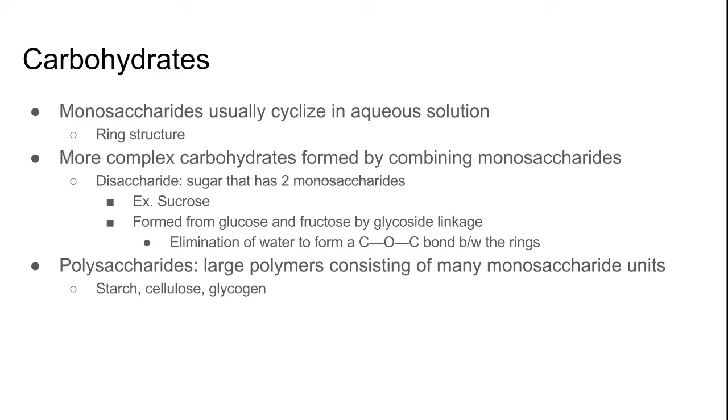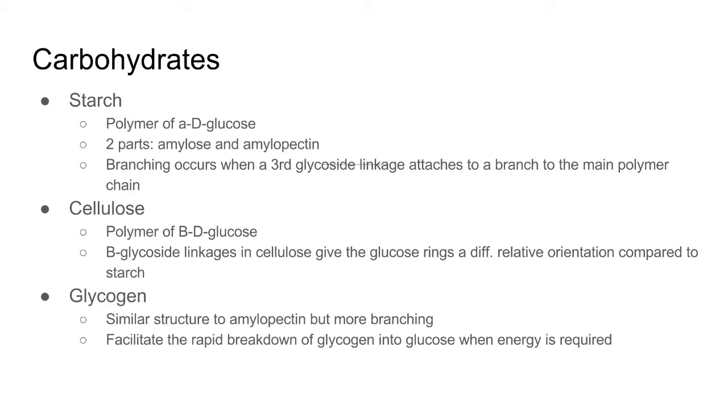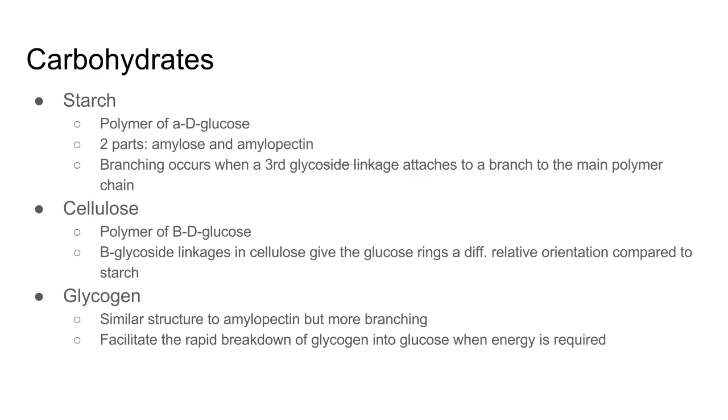Now we are moving towards polysaccharides, which are large polymers that contain a lot of monosaccharide units. 3 main important polysaccharides are starch, cellulose, and glycogen. Starch is a polymer of alpha-D-glucose, which contains 2 parts, amylose and amylopectin. Amylose is a straight-chain polymer of alpha-glucose. However, amylopectin is heavier, and it is a highly branched polymer of alpha-glucose. Branching occurs when a third glycoside linkage attaches a branch to the main polymer chain.